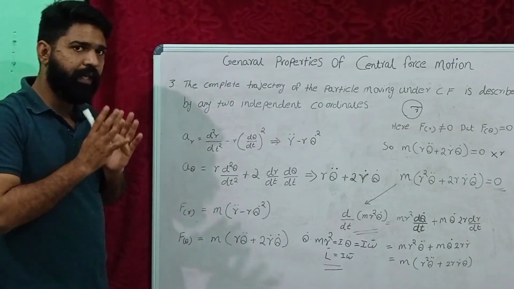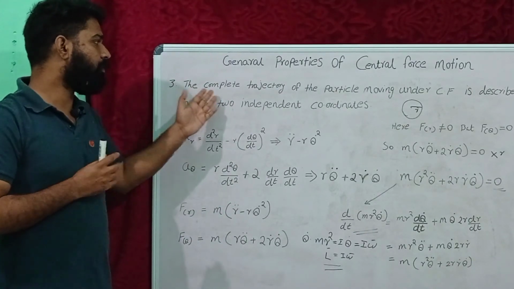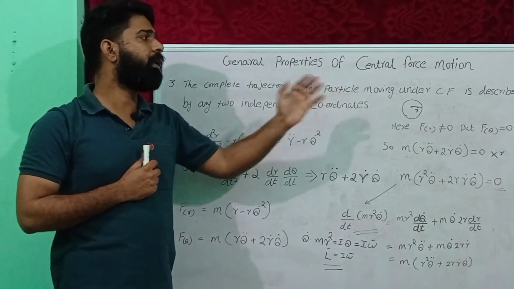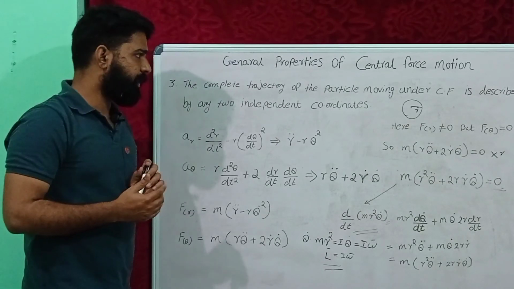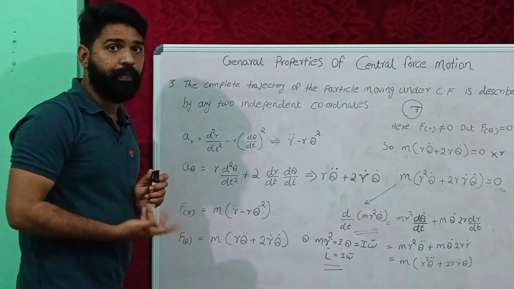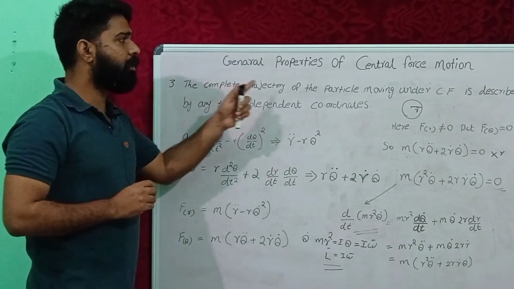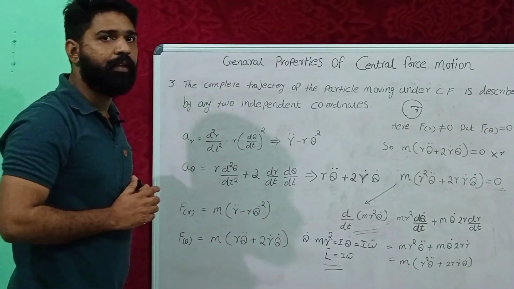So it is very clear that the complete trajectory of the particle moving under central force is described by any two independent coordinates. Please, we can now discuss the fourth general property of central force motion.